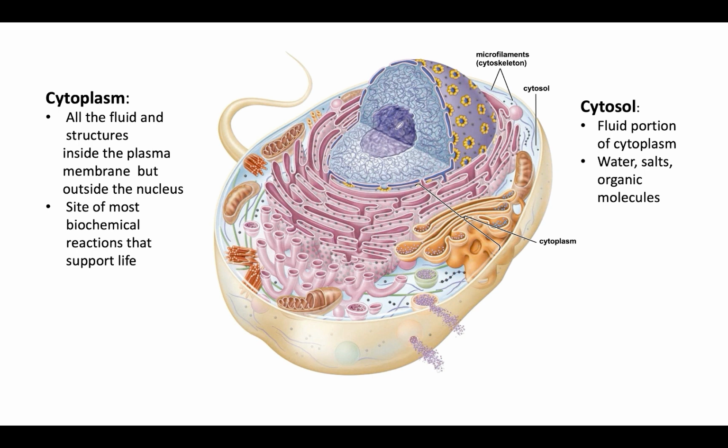This is the entire cell in three-dimensional structure. Cytoplasm is all the fluid and structure inside the plasma membrane, but outside the nucleus. So you can see in the cytoplasm so many organelles and molecules filled in. Cytoplasm is the site where most biochemical reactions take place to support life.